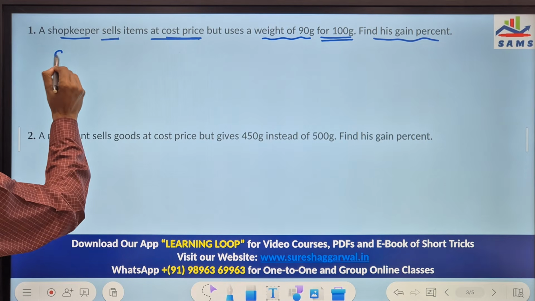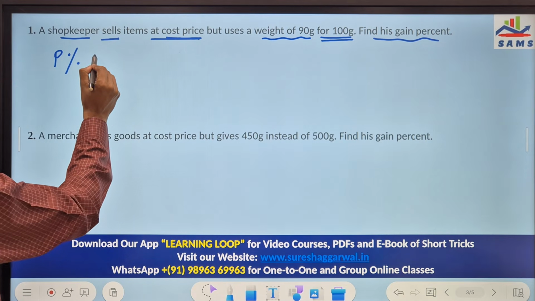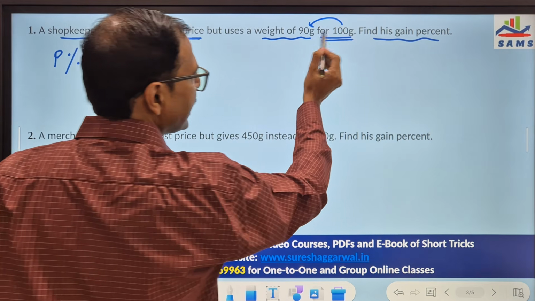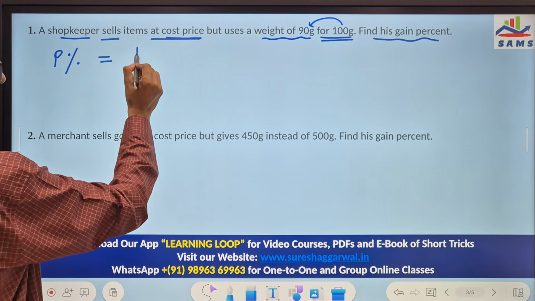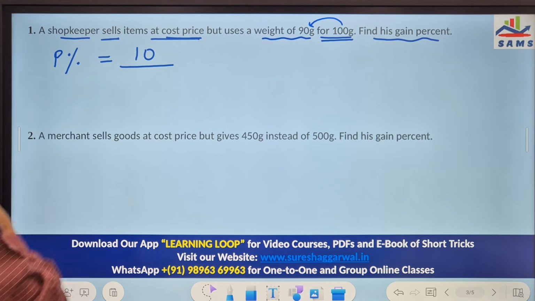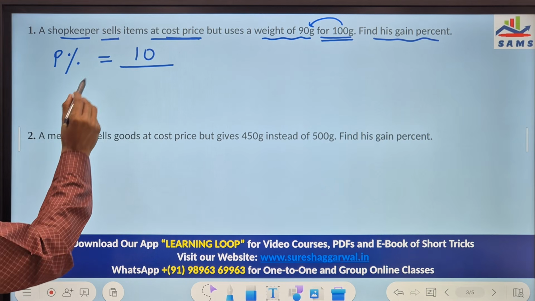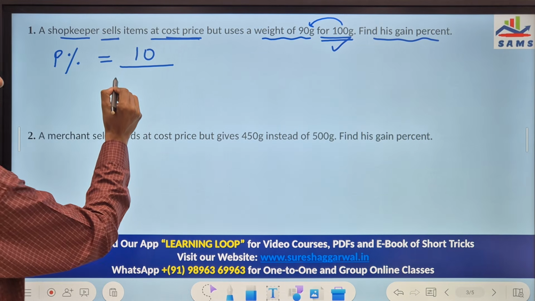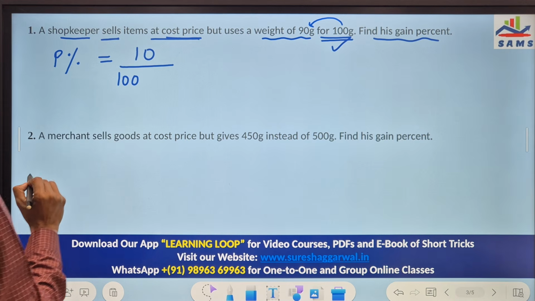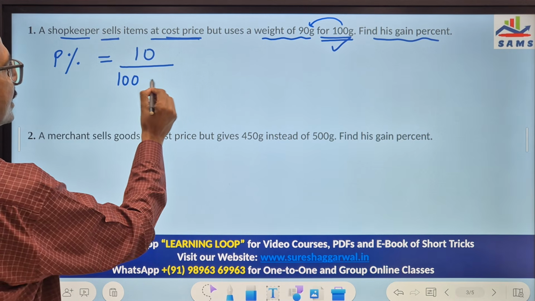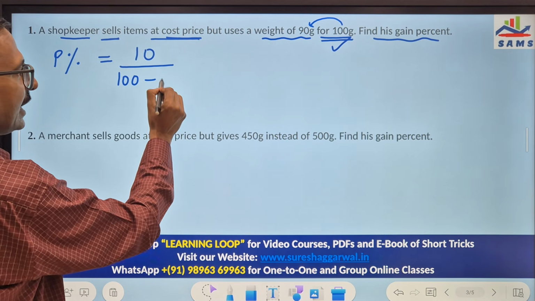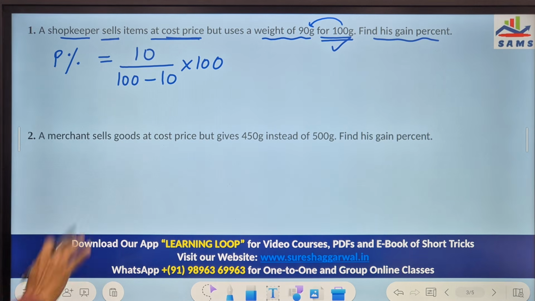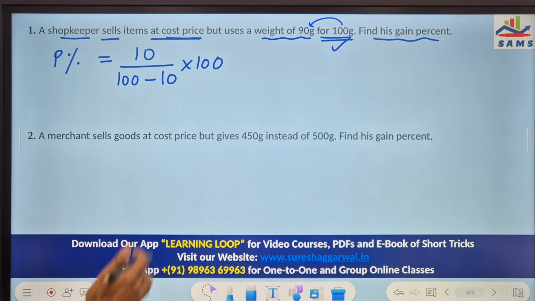So the profit percent or the gain percent in the first case will be equal to, what is the difference between 100 grams and 90 grams? It is 10 grams. So I have taken the difference here, 10, and divide that by the actual weight, 100 grams, it should have been 100 grams, minus the difference, 10, so I will take 10 again and multiply that by 100, which will give you your final answer for the question.